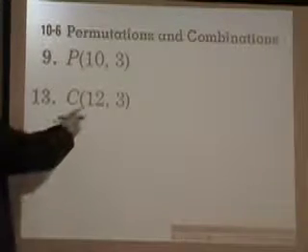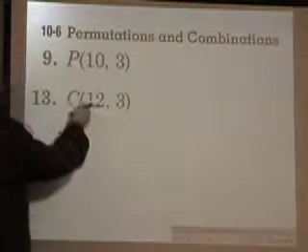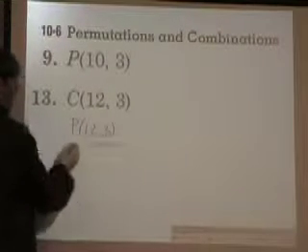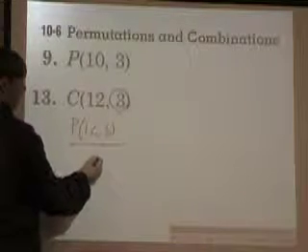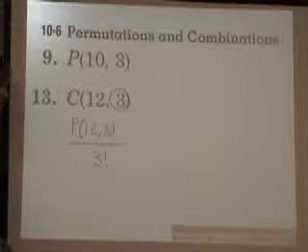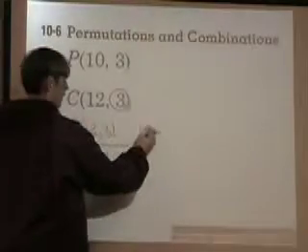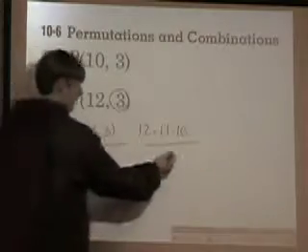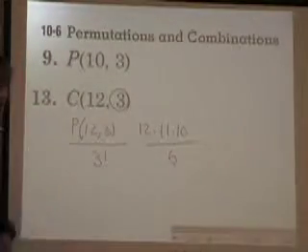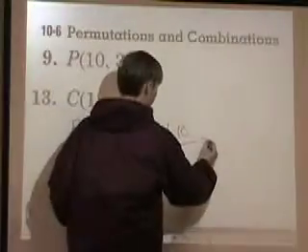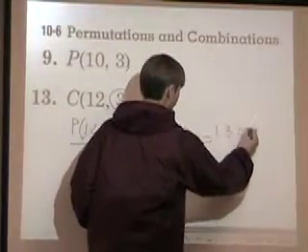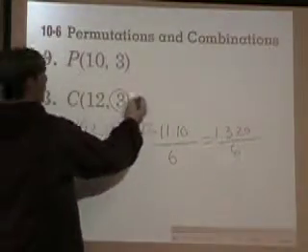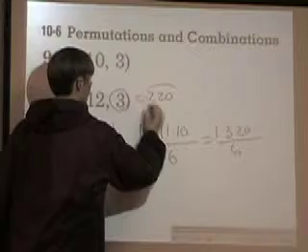Now we're going to do the combination 12, 3. Remember when it's a combination, you do the permutation of what it says, 12, 3, and you put it over the second number factorial, 3 factorial. So now you got 12 times 11 times 10 divided by 3 times 2, which is 6. 12 times 11 times 10 is 1,320. And divided by 6, it equals 220. So the combination 12, 3 equals 220.